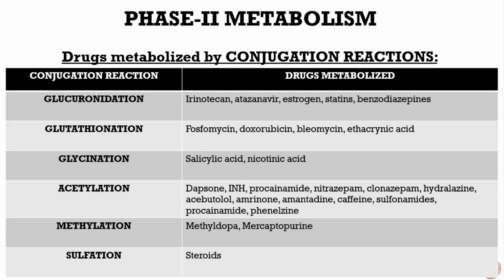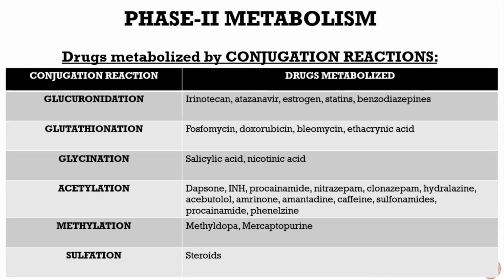And definitely there are other molecules also, but it has not been proved for them till now. So we have dapsone, which is usually used in leprosy conditions. Then we have nitrazepam. Nitrazepam is not used nowadays. It's a benzodiazepine. Clonazepam. Hydralazine is a very powerful antihypertensive. Acebutolol is a beta blocker. Ambrinon is usually used in heart failure. Amantadine is actually an antiviral, and it is also used in Parkinson's disease.